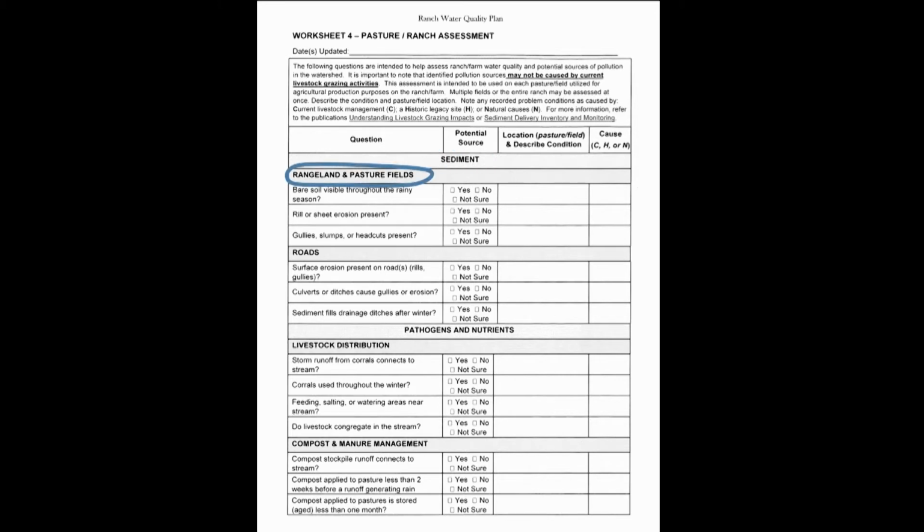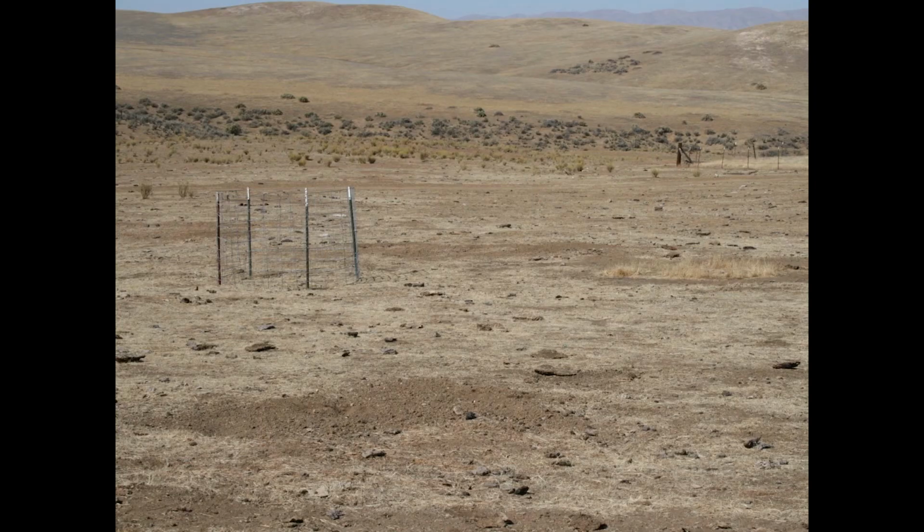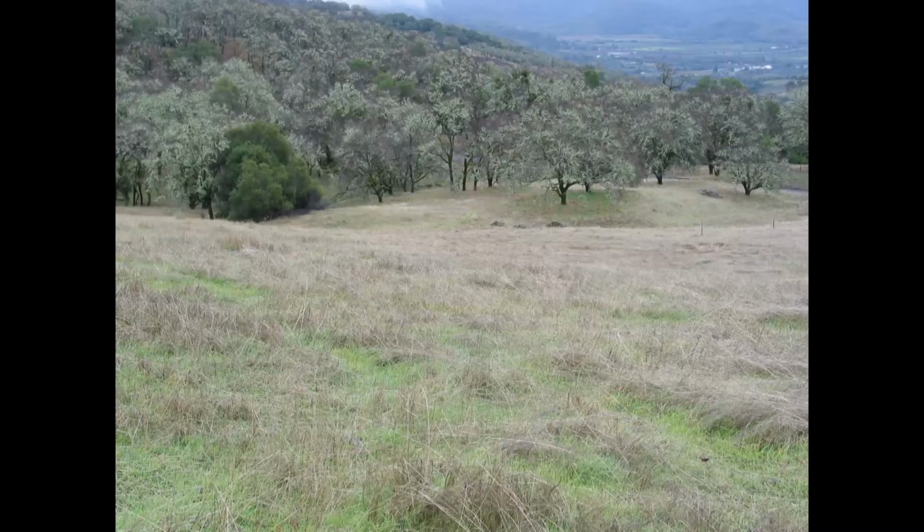The first subsection under sediment focuses on range and pasture questions on pasture fields. The first question: is there bare soil, and is the bare soil visible throughout the rainy season? Essentially, you're looking at your rangeland. Does it look like what we're seeing in this picture, or does it look like what we're seeing in this picture, where there's vegetation that's germinating and the soil is covered? If there's bare soil, you'd answer yes, and if the soil is covered or there's germination, you'd answer no.